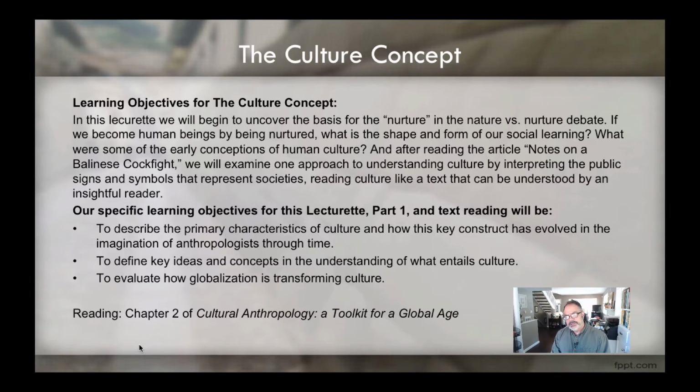Our specific learning objectives for this lecturette part 1 will be to describe the primary characteristics of culture and how this key construct has evolved in the imagination of anthropologists through time, to define key ideas and concepts in the understanding of what entails culture, and to evaluate how globalization is transforming culture.